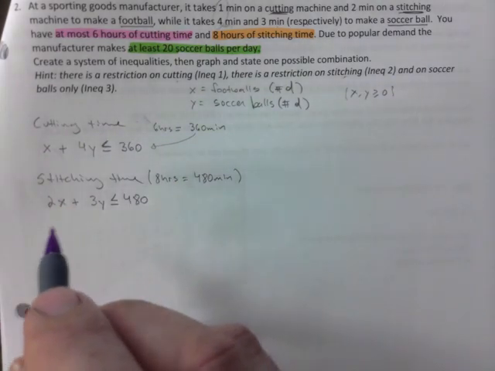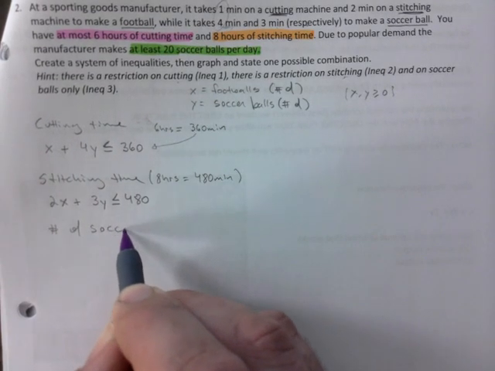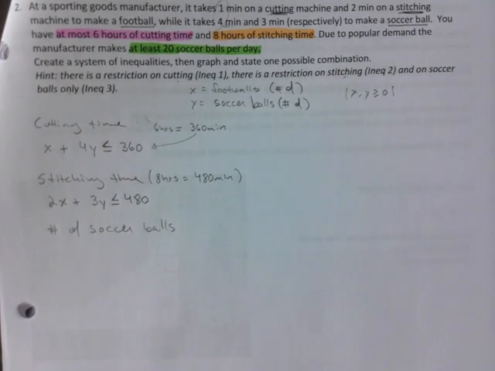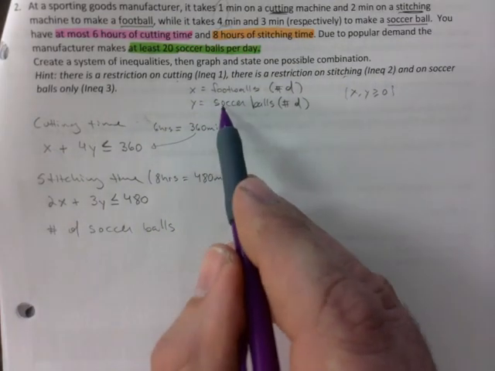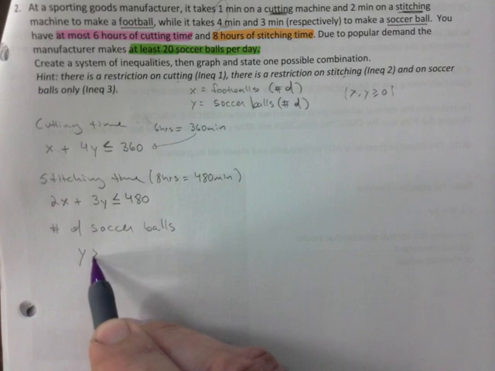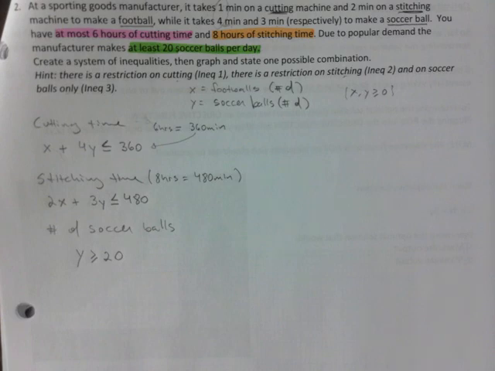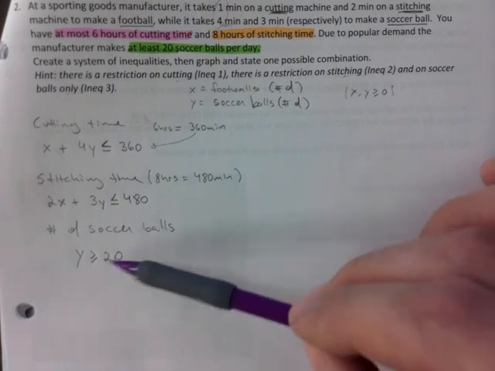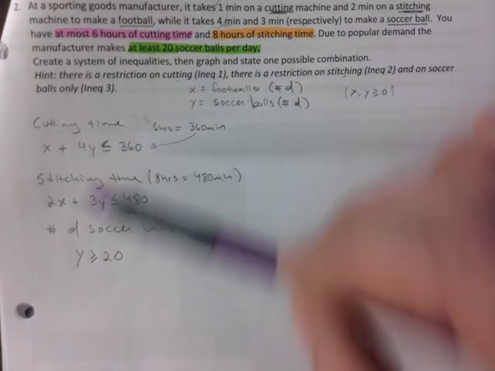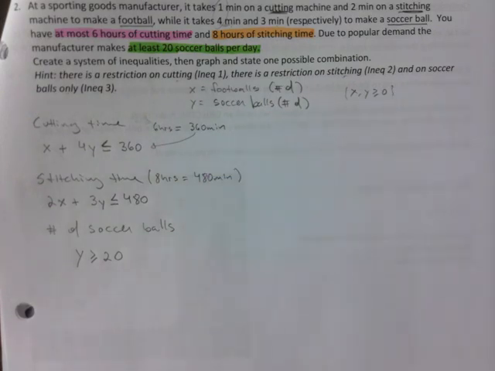So this is my stitching time, and then I have a restriction on number of soccer balls, right? And that would be, for me, soccer balls is represented by y, so y has to be at least 20. Okay, so there's your system. Easier to graph because this is just a horizontal line, 2 diagonal lines, so you're gonna have to do a little bit of work there. If you want to, do it beside here or on the side on the left, that's up to you.